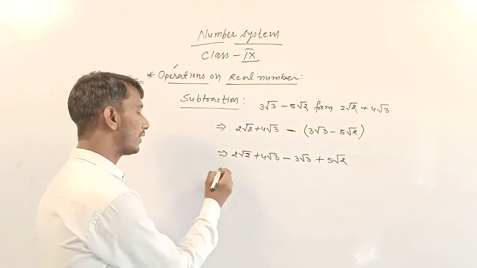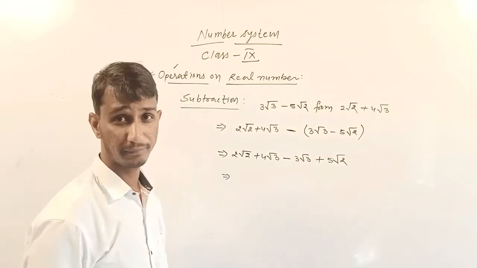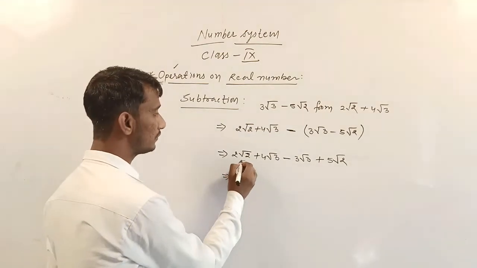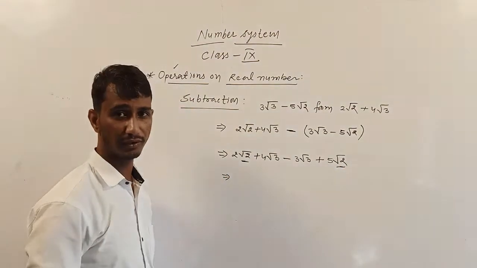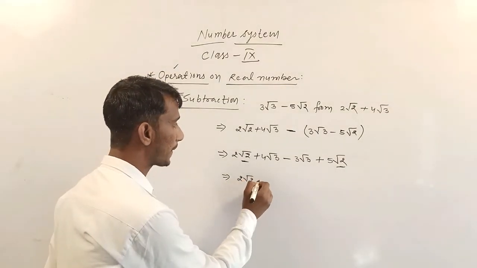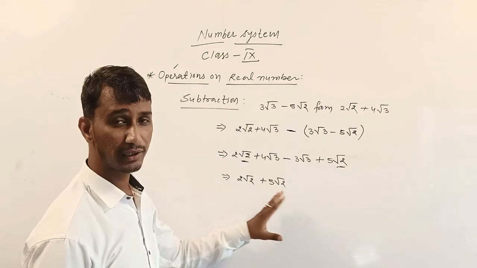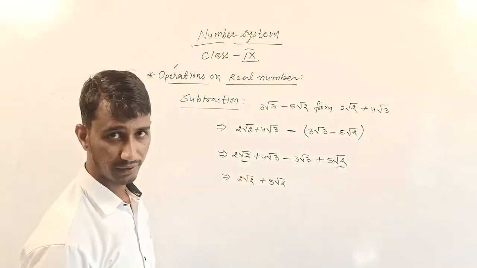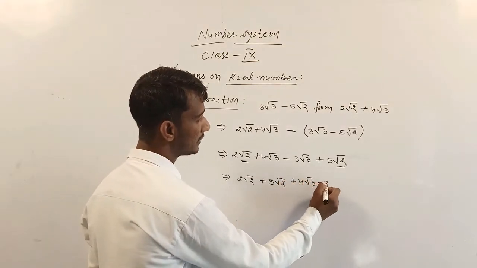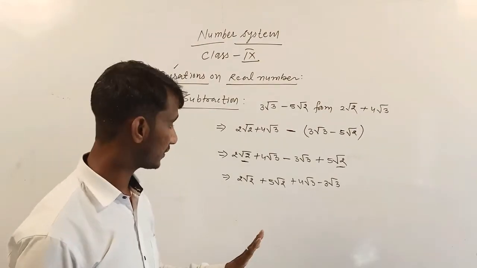Now you start the same work as in addition. First we make the pairs according to the irrational number, which numbers have the same irrational form. Here root 2 and root 2. So we choose the first pair, 2 root 2 plus 5 root 2. Pick up the numbers with their signs. Now make the second pair, 4 root 3 minus 3 root 3. Are you getting my points?